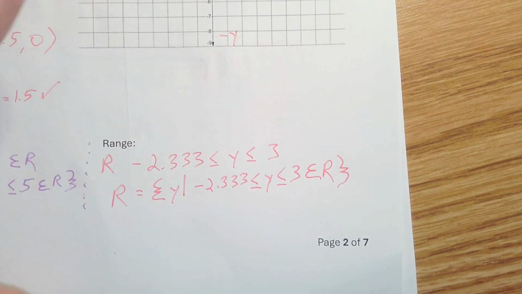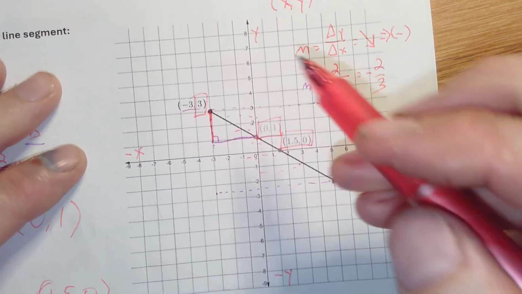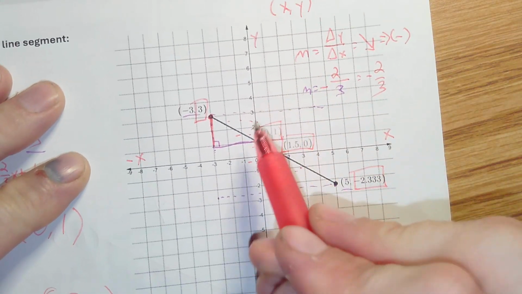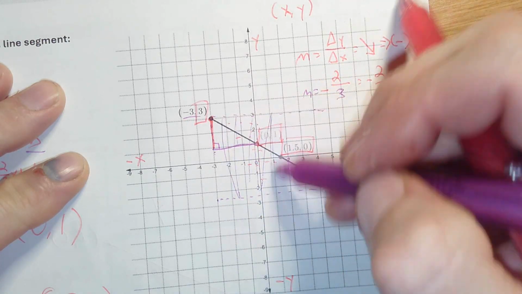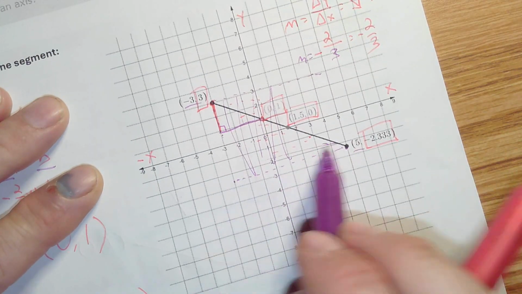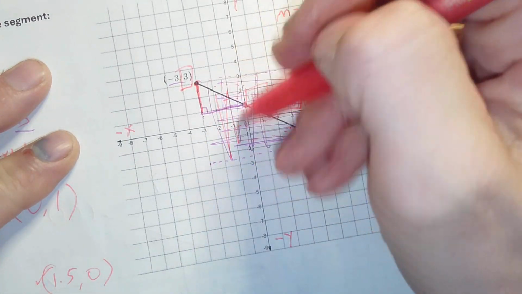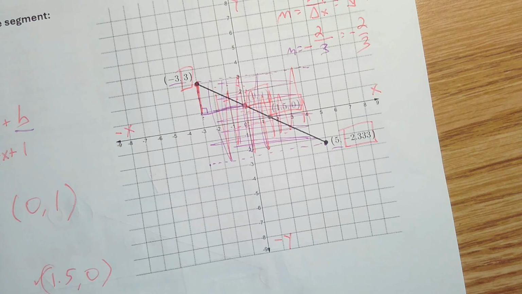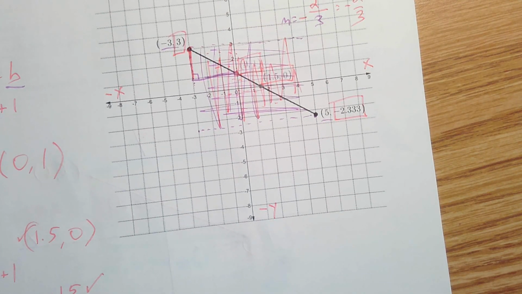And there you go. There's our domain and our range. Our domain is all of this, and our range is all of this. Hope that makes sense. All right, moving on to the next one.